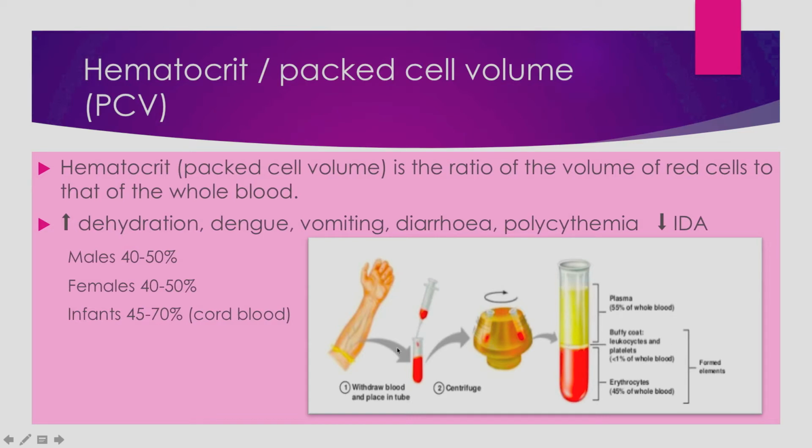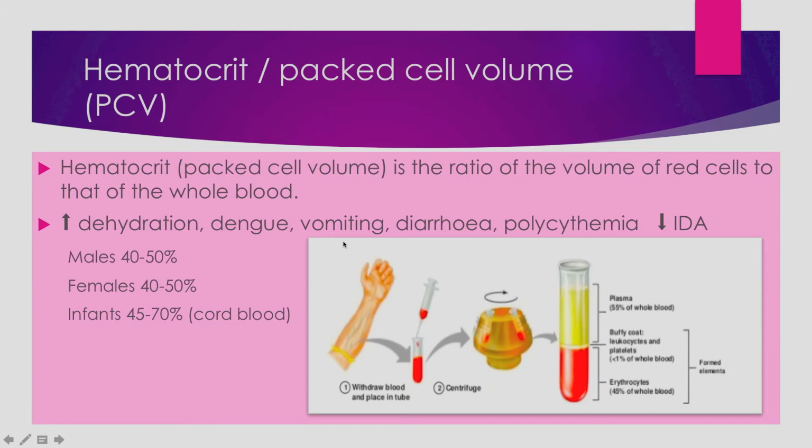So the normal value for packed cell volume is, for males 40 to 50%, for females somewhat less, right? There is a correction in this. Infants 45 to 70%, right? So what you can remember is that the packed cell volume is the volume of RBCs to that of the complete blood, right? Volume of RBCs to that of the whole blood. Now this packed cell volume is very important.